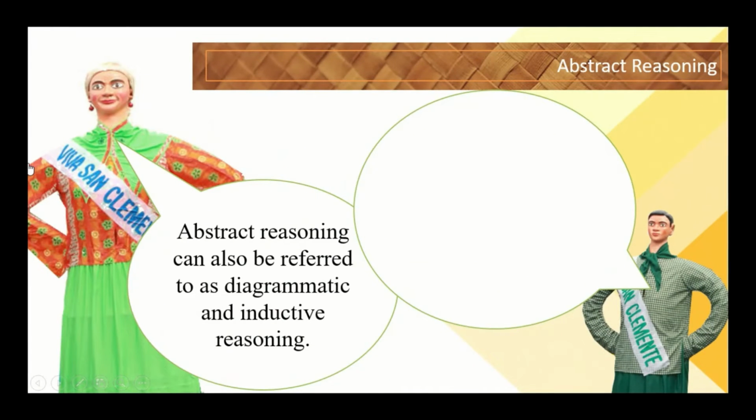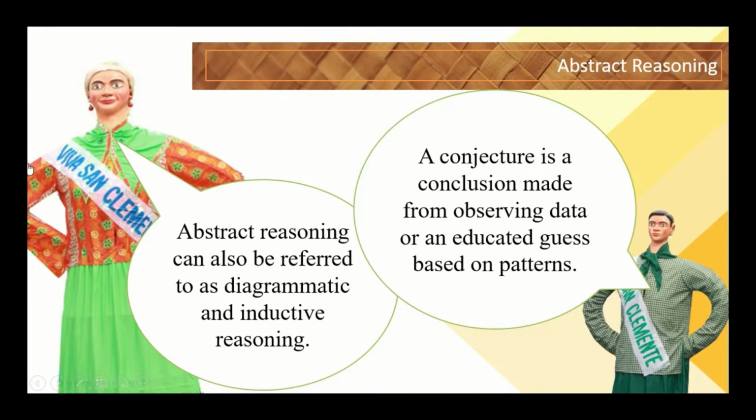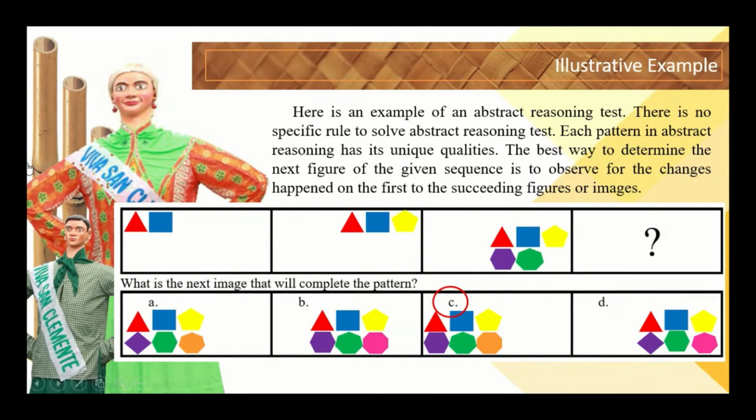One best example of inductive reasoning is abstract reasoning. It can also be referred to as diagrammatic reasoning. A conjecture is a conclusion made from observing data, or an educated guess based on patterns. Here is an illustrative example of abstract reasoning. There is no specific rule to solve abstract reasoning tests. The best way to determine the next figure of the given sequence is to observe the changes that happen from the first to the succeeding figures or images.